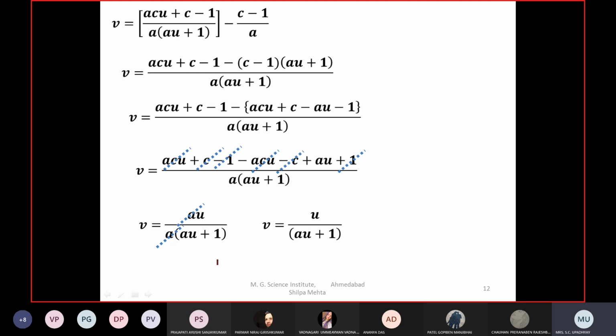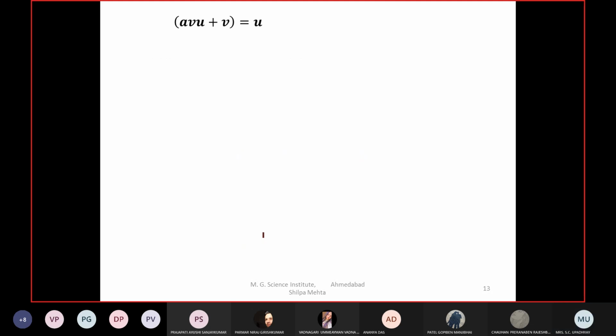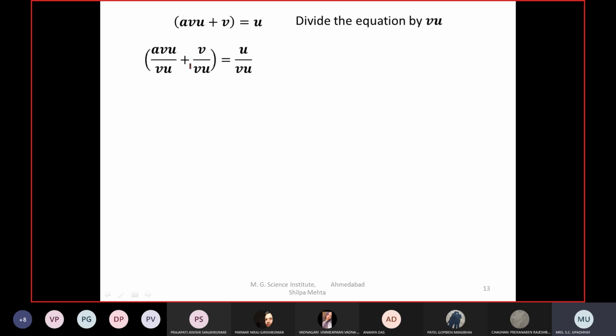This AU plus 1 is coming on the left side, so it will be multiplied by V. So next equation is V into AU plus 1 is equal to U, or AVU plus V is equal to U. So we can say that AVU plus V is equal to U, and the equation is divided by VU. So if we divide each and every term of this equation by VU, then our next equation is like this: we divide first term by VU, second term by VU, and third term also by VU.